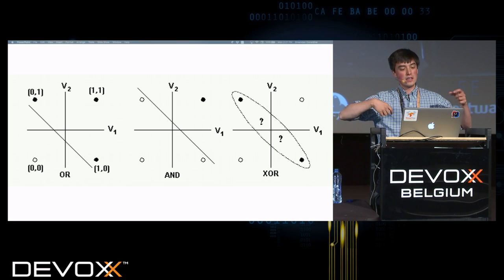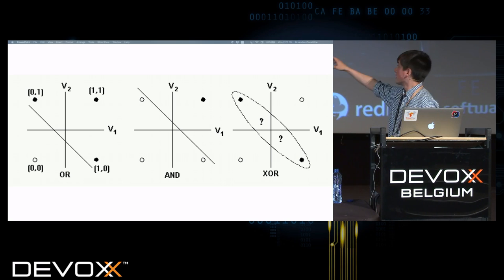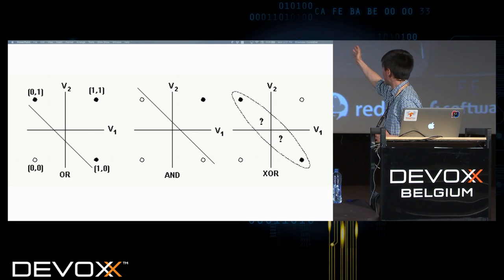So each of the outputs are, so you can't draw a line. No matter where you draw it, it's going to get either half or more wrong.